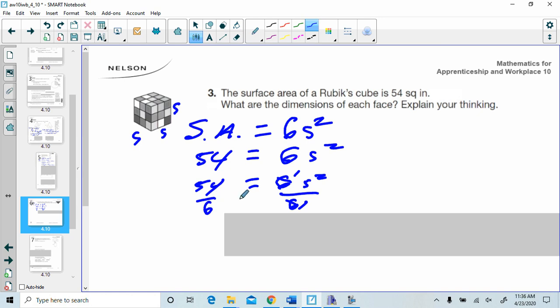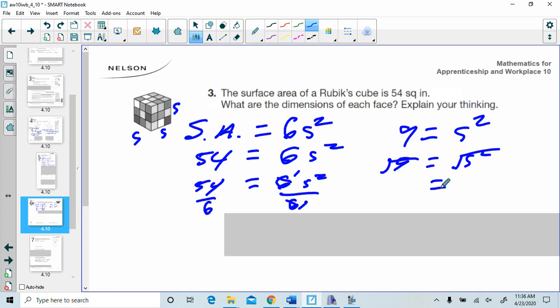Okay. So then from there, we just write down what we have at this point. I'll put it up here. We have 9 equals S squared. And now the opposite of squaring is square rooting. So again, we're going to do the opposite operation until our variable is all by itself. So S squared square rooted and 9 square rooted.